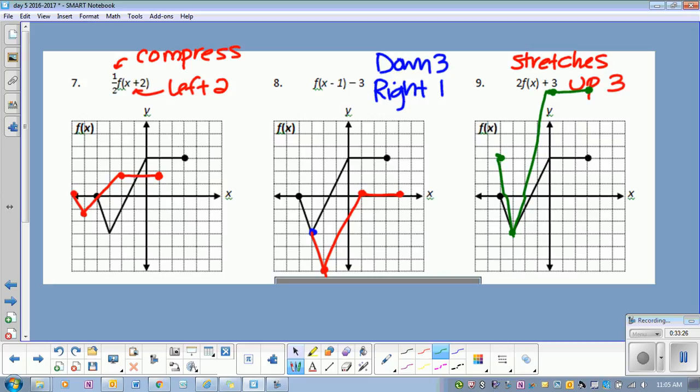Stretches and then up 3. Did yours go off the charts too? Should have. Good. Do we have any more? Oh my goodness. Just the challenge one. All right. You know what? I want to try a challenge one with you guys.